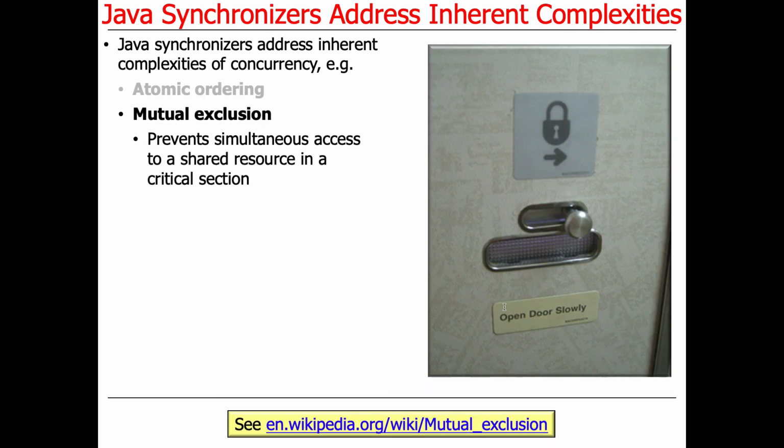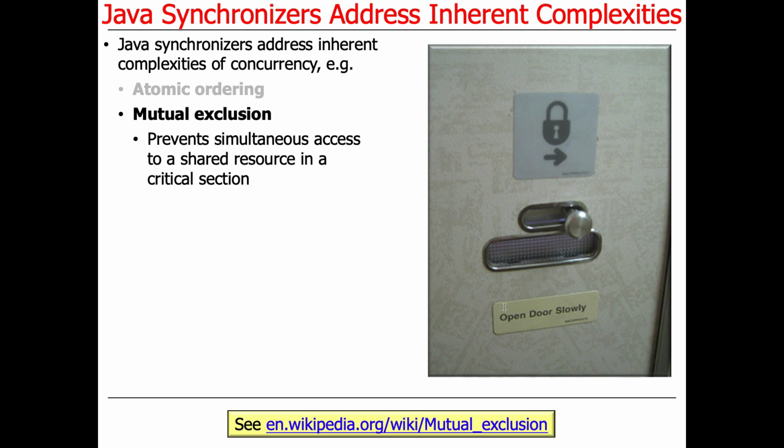The next concept, mutual exclusion, we've kind of talked about this before. This prevents simultaneous access to shared resources within a critical section. Often, not always, but often the resources involve mutable shared state. So once again, we're trying to protect things. And as we'll see, mutual exclusion is a bit more generalized than atomic ordering.